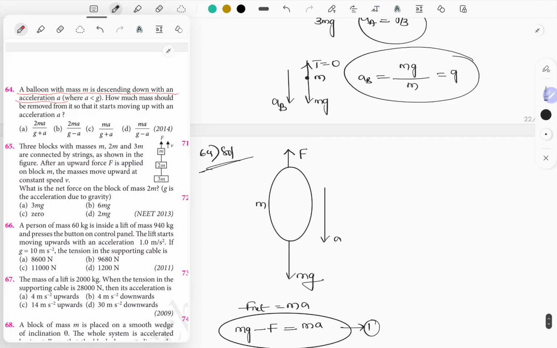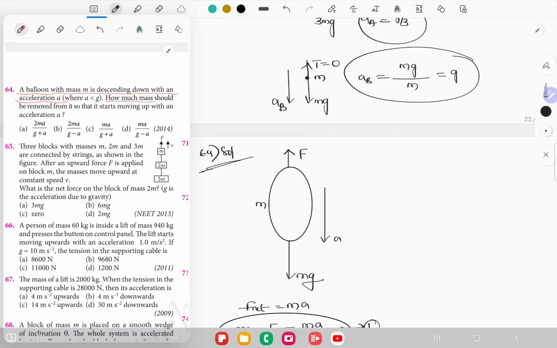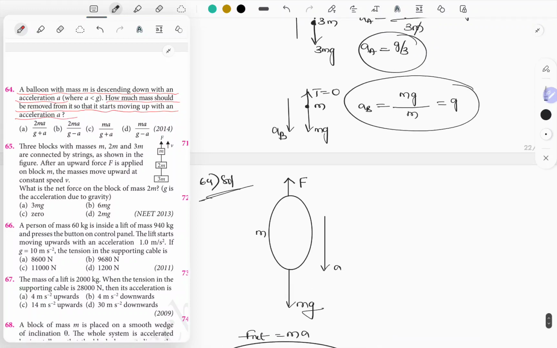Let me continue. They said a is less than g. How much mass should be removed from it so that it starts moving up with an acceleration a? Now I have to remove some mass so that the balloon will move upward. I don't know how much mass I have to remove. Let me consider that the mass that I am removing is x. So the remaining mass is going to be m minus x. x is the mass which is removed.